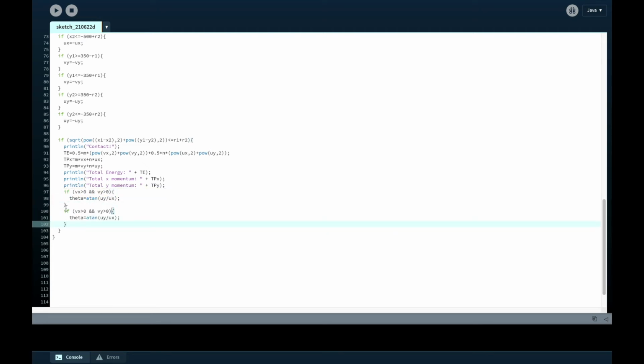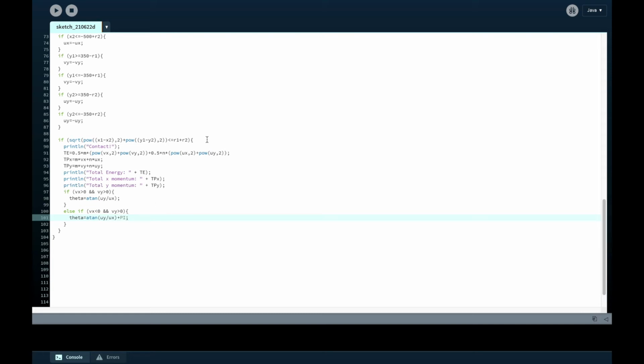But next, I'm going to use else if. So else if v is directed towards the second quadrant, which means that vx is negative and vy is positive, so it's in the second quadrant. Now, if it's in the second quadrant, I'm going to have to add pi.